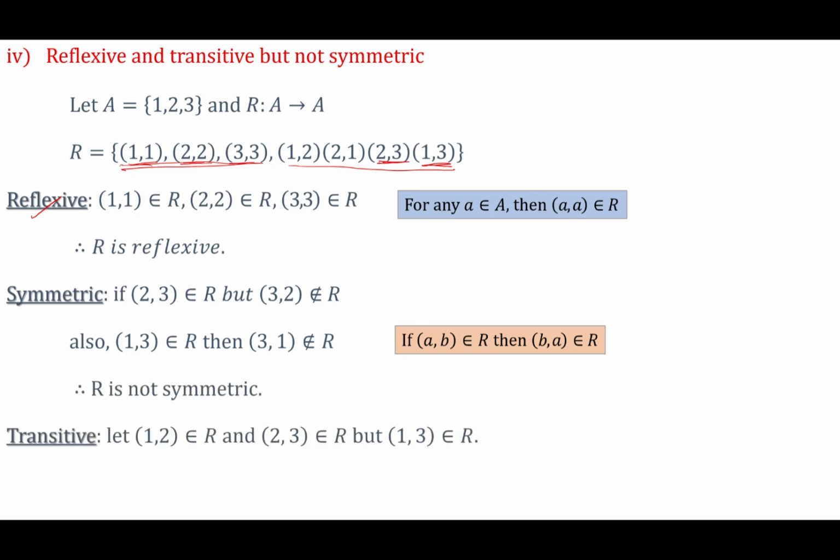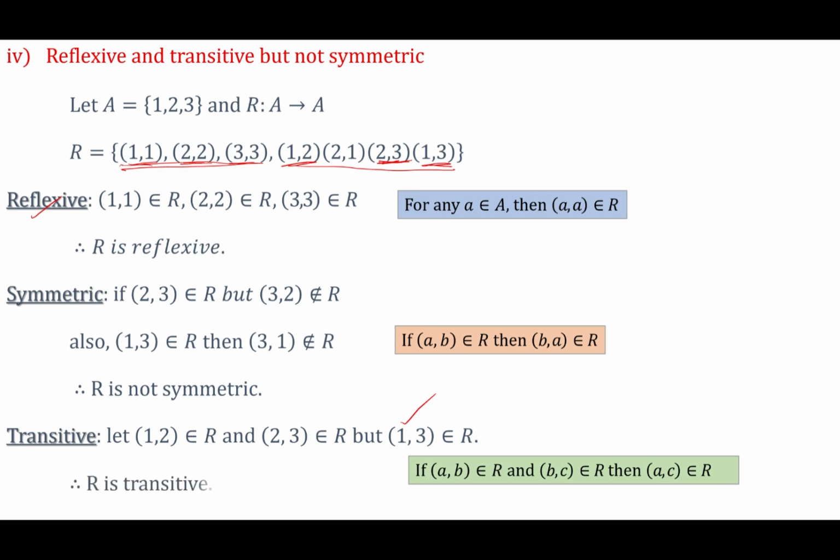Transitive. We have to check one by one. (1, 2) is there and (2, 3) is there, (1, 3) is also there. Check. Therefore it is transitive. You need to check all of them like this. (2, 1) is there, (1, 2) is there, (2, 2) is also there. (1, 3) is there, (3, 3) is there, which means (1, 3) must be there, and it is here. You have to check all the ordered pairs.